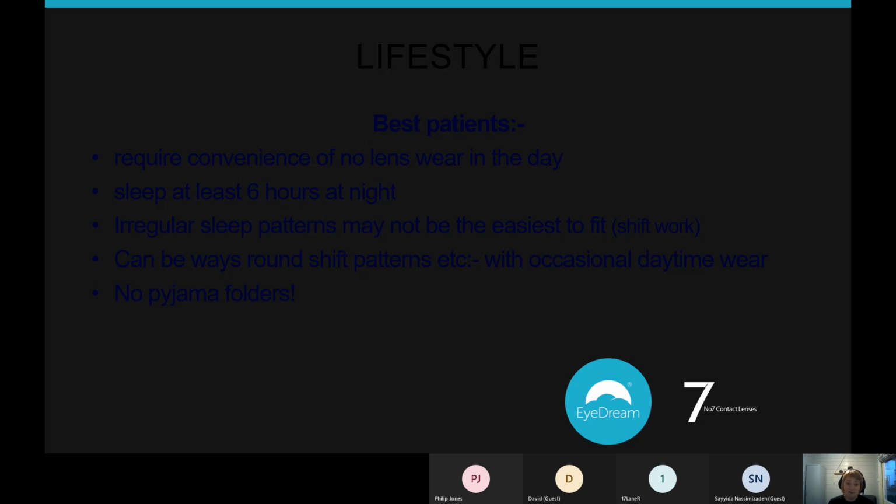And then the other problem is that when patients change shift patterns, sometimes they don't try to sleep more, they actually just extend that awake period for longer for that shift change, and that then could mean that they get some tail off within their correction. If that is the case, then there can be ways around shift patterns. You can do some top-up daytime wear.